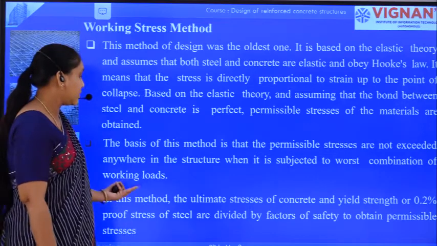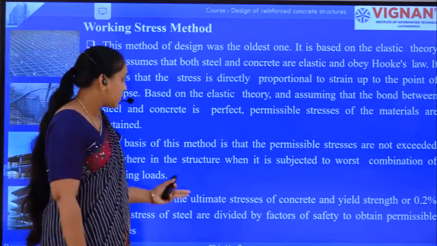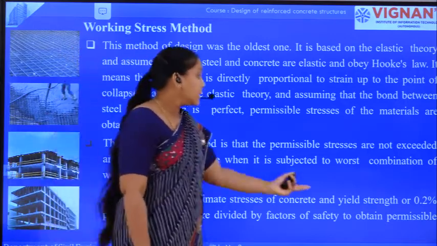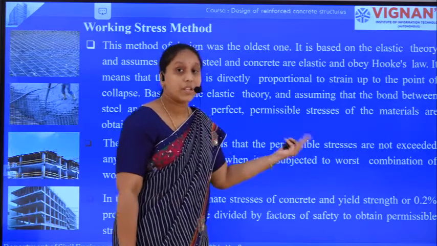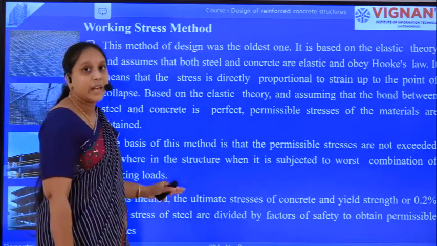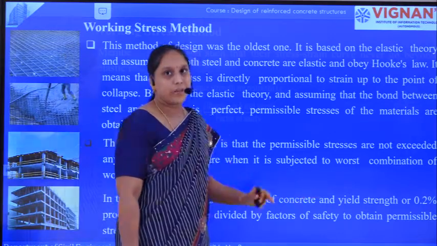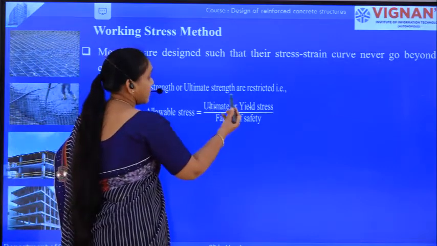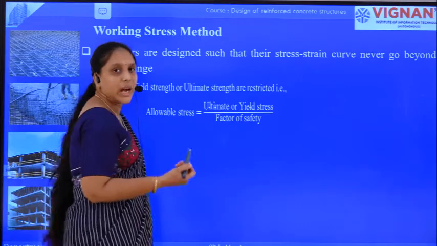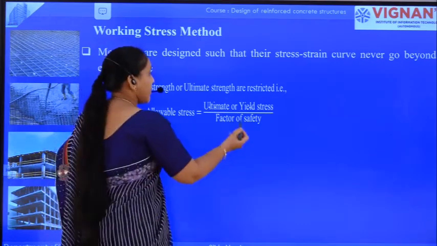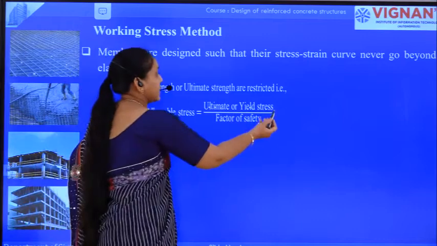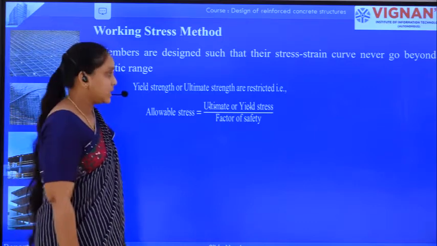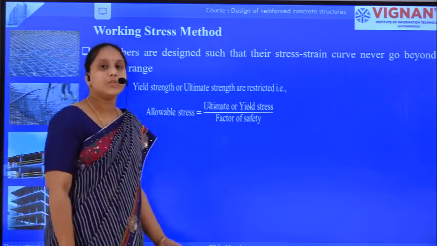The permissible stresses are calculated by using the ultimate stress of concrete for the concrete material and the yield strength of steel for the material steel, and they are divided by a suitable factor of safety. The permissible or allowable stresses are calculated as the ultimate strength of concrete divided by the factor of safety, and the yield stress of steel divided by the factor of safety. So what are the factor of safety values which are considered here?